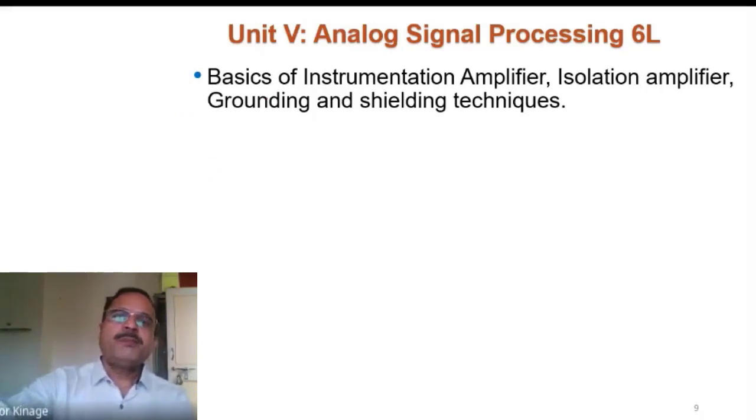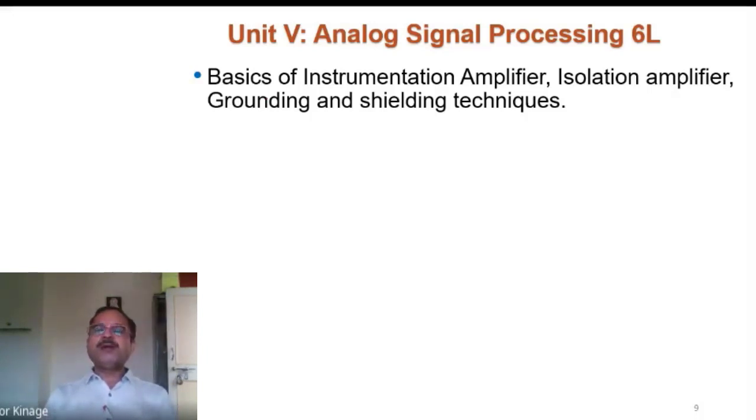Now, in unit number 3 and 4, as we have seen, unit number 3 is specifically devoted to the cardiovascular system, that means the ECG signal. And unit number 4 is devoted to the EEG signal, that means the signals related to the brain. Actually, apart from EEG and ECG, there are many more electrical signals generated by our body.